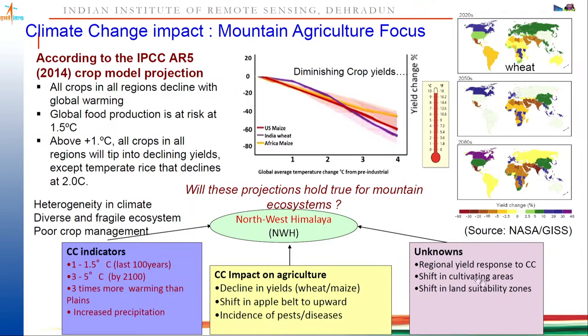So we should now know, with geospatial technology, how this region will respond to climate change, how the cultivating area will shift, what the shift will be with respect to land suitability and crop diversification, to have more climate resilient agriculture.